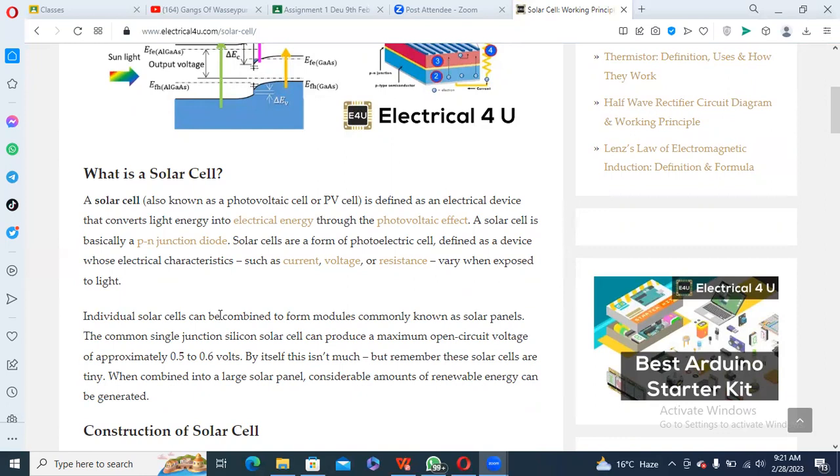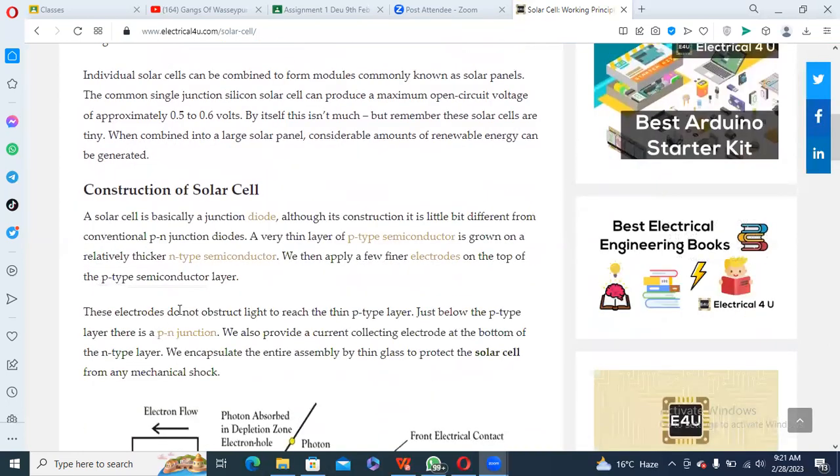The common single junction silicon solar cell can produce a maximum open circuit voltage of approximately 0.5 to 0.6 volts. By itself that is not much, but remember these solar cells are tiny. When combined into a large solar panel, a considerable amount of renewable energy can be generated.